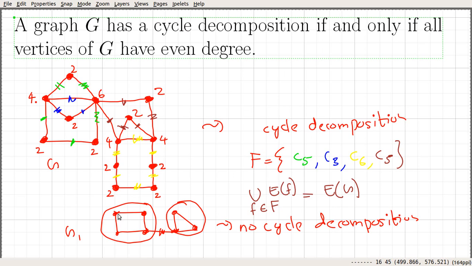And again, if you look into the degree of each vertex here, the degree is 2 here, 2 here, 2. Here we have a vertex of degree 3. Similarly, there is one more, right? 3 and 2 and 2. So it seems like if the degree of a vertex is odd in a graph, then it has no cycle decomposition. Okay, so let's go and prove this statement.